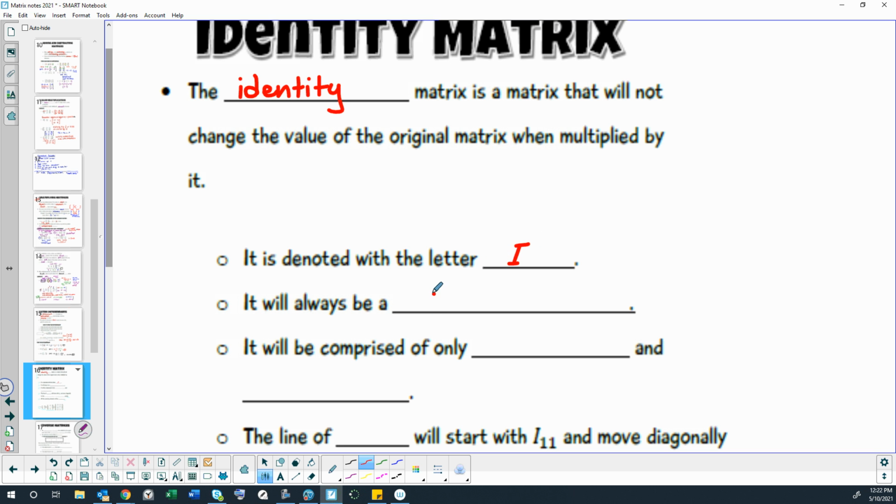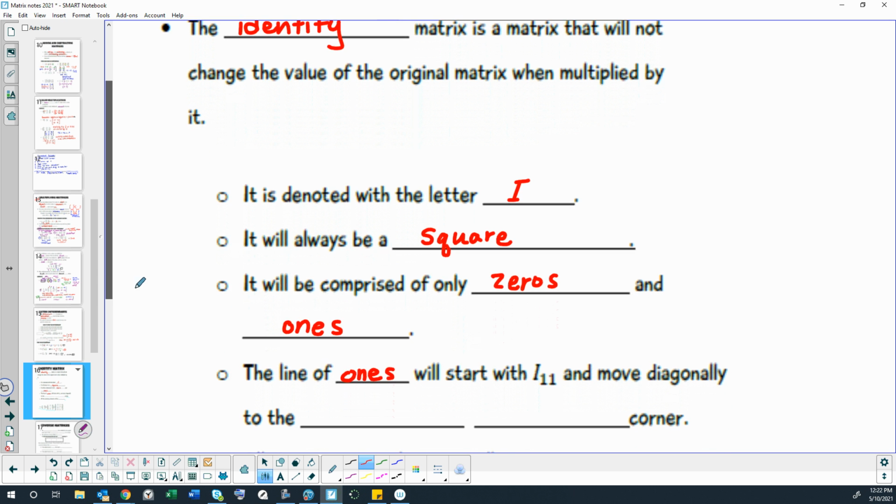It will always be a square. It will be comprised of only zeros and ones. The line of ones starts at the top left corner, so the element 1, 1, and moves diagonally to the lower right corner.